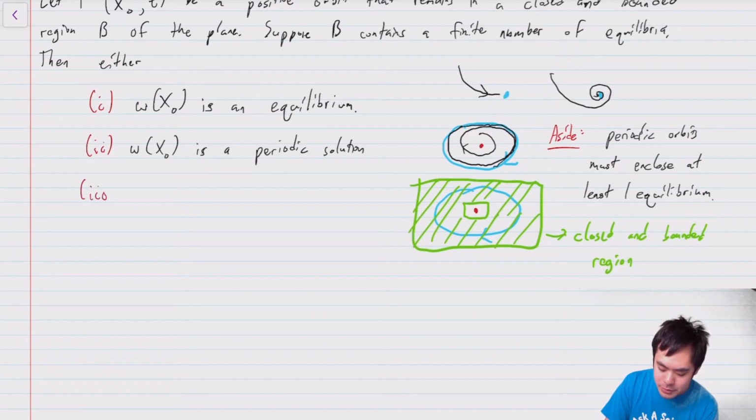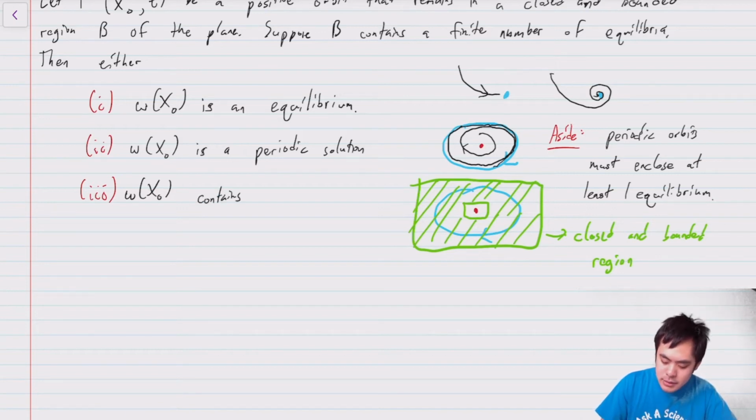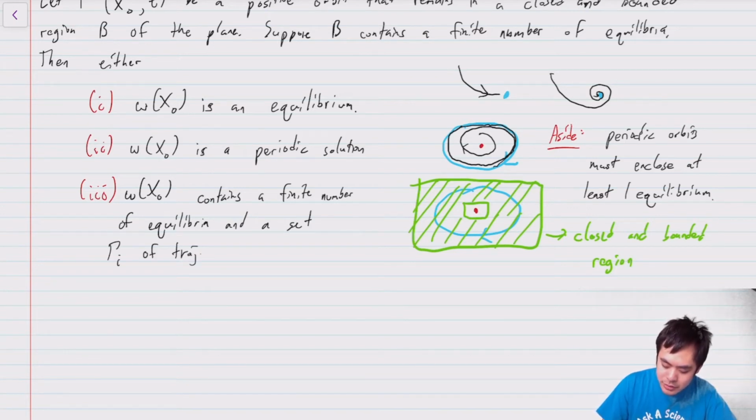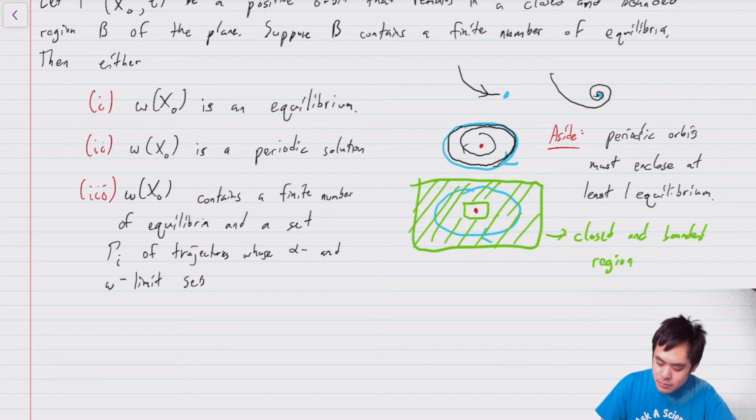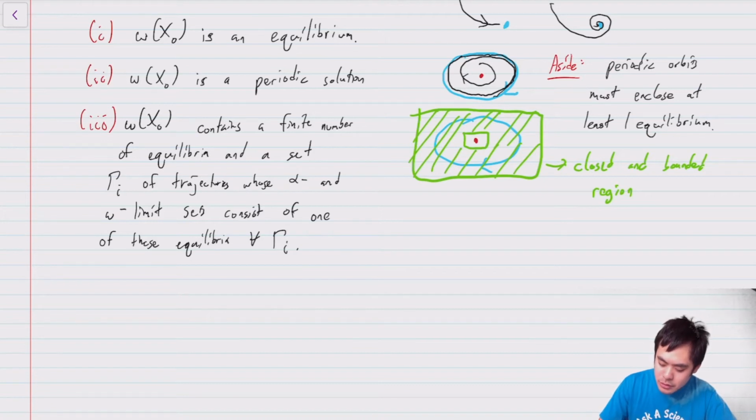Okay, let's consider the third set of possibilities, which is that omega of x naught contains a finite number of equilibria and a set, gamma sub i, of trajectories, so a bunch of different trajectories, whose alpha and omega limit sets, so these are the alpha and omega limit sets of these i trajectories, consist of one of these equilibria, for each gamma i.